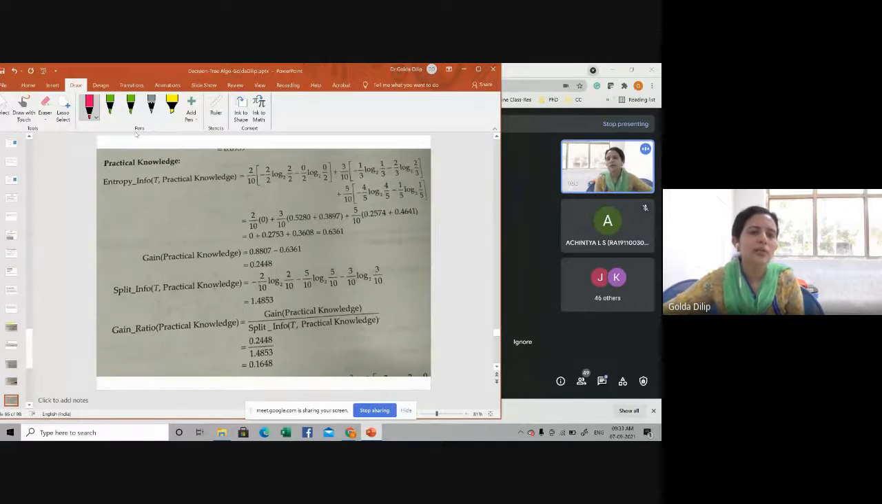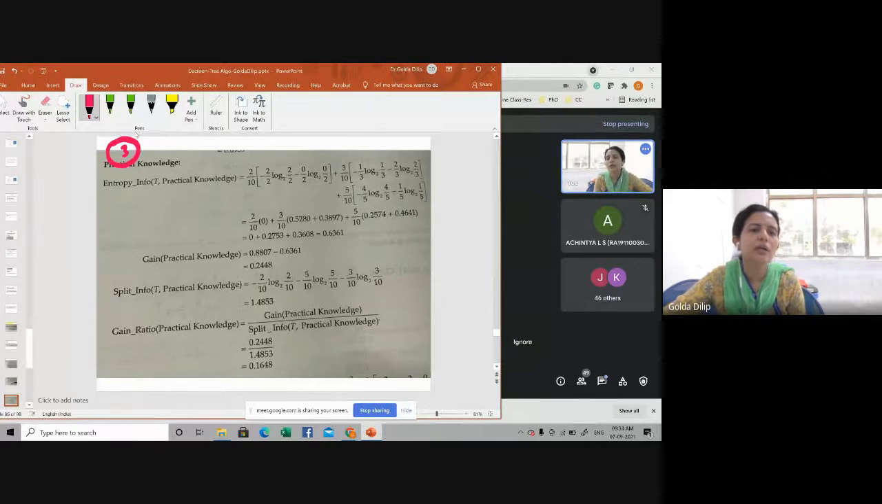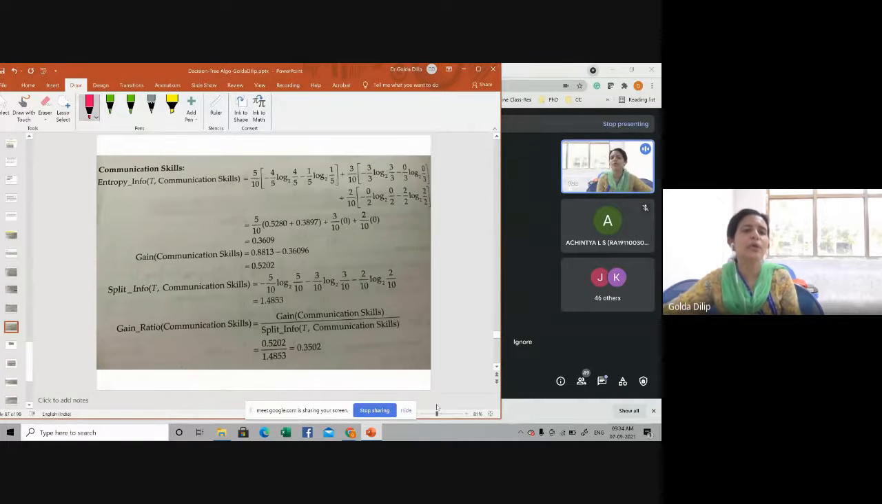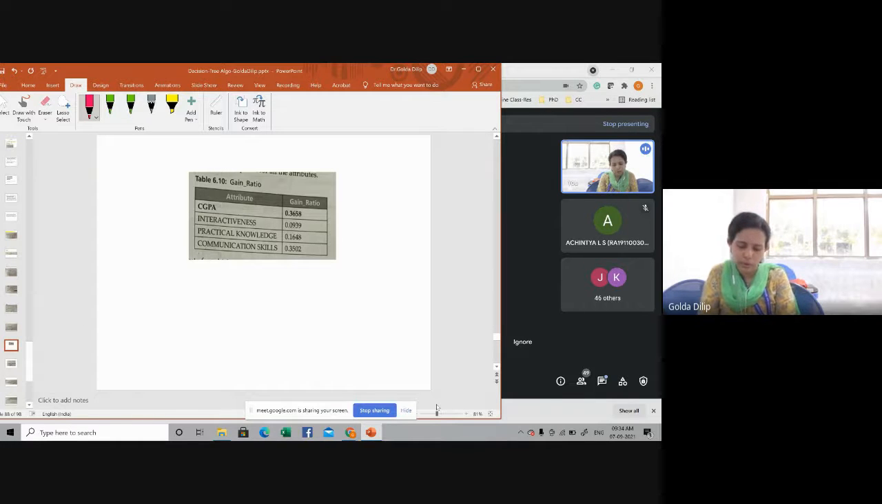Then you start computing the gain ratio for the third attribute, that is practical knowledge. You will end up with this value. Then for communication skills, when you do, you'll end up with this. So all the four attributes we have computed. Now what shall we conclude? The gain ratios of the various attributes are given here. What can we conclude from here?